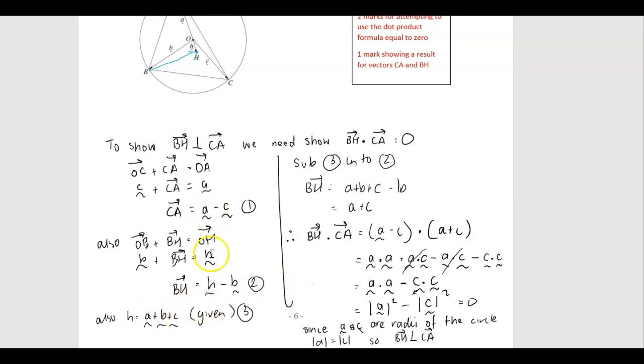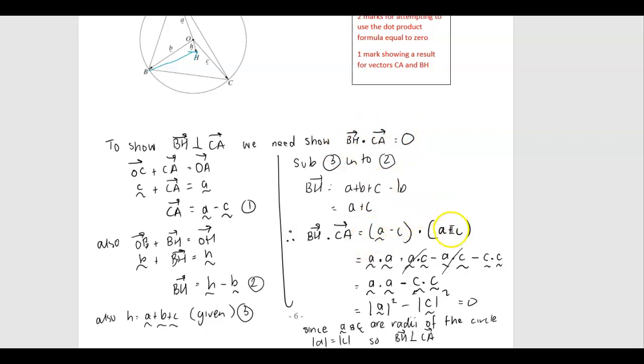Okay, so let's see what we can do with those two. One's got an A and a C, one's got an H and a B. Too many variables for my liking. So I've used the result at the top that H is equal to A plus B plus C. Let's substitute this into 2. Replacing that H with A plus B plus C, minus B, gives us BH is A plus C. So there's a new formula for BH. Now we have something for CA in terms of A and C, and something for BH in terms of A and C. Let's do the dot product of those two, and we want to show that that's 0. If we show that it's 0, then it's perpendicular.